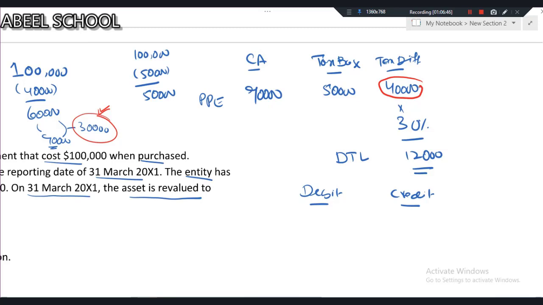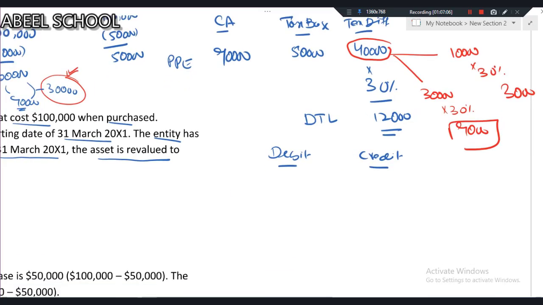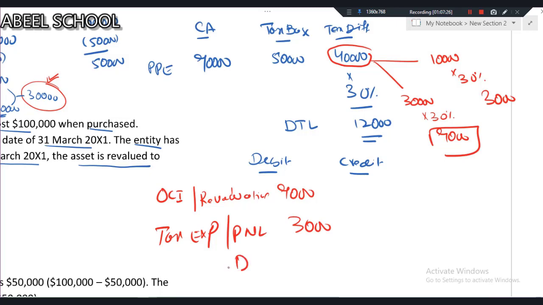So what I'm going to do, just telling you. If I divide this 40 into two parts, logically 30,000 is a revaluation surplus and the 10,000 impact is because of a P&L item. So 30,000 into 30% gives me 9,000, and that will be 3,000. Look at the entry. Simply OCI, or you can say revaluation, you need to debit by 9,000. Tax expense, meaning P&L, debited by 3. Deferred tax liability will be credited by 12. Because when your deferred tax liability arises from revaluation, it will be charged to revaluation.